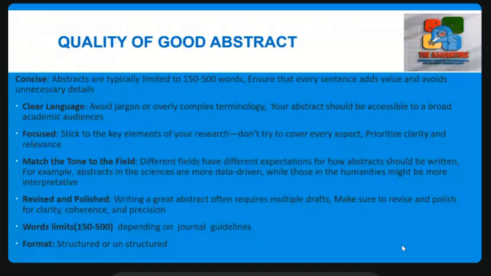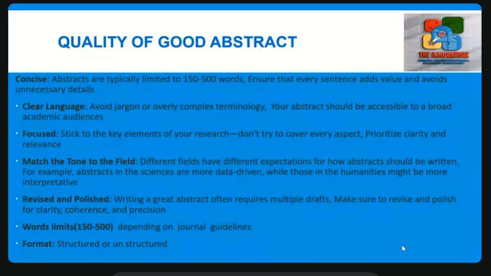Another quality is clear language. When writing an abstract, it is important to avoid complex jargon or complex vocabulary or terminology which may confuse the reader. So the abstract should be in very broad language, for the academic audience or scientific audience. Also, the abstract should be focused, strictly written with the key elements related to the topic or the aspect which the abstract or the title covers.